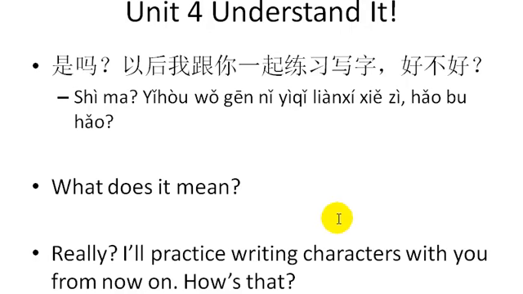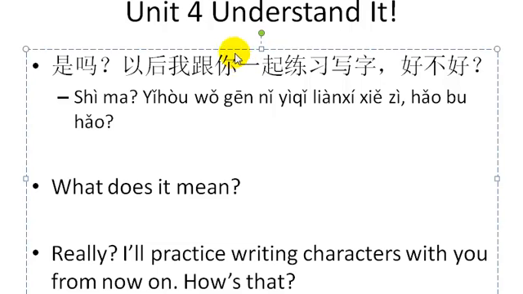Alright, hopefully you came up with, really? I'll practice writing characters with you from now on. How's that? Or, let's take a look at this literally. 是吗? Really? 以后 is later. Later, I, with you, 一起, together. 一起 means together. I, with you, together, practice writing characters. How about that?